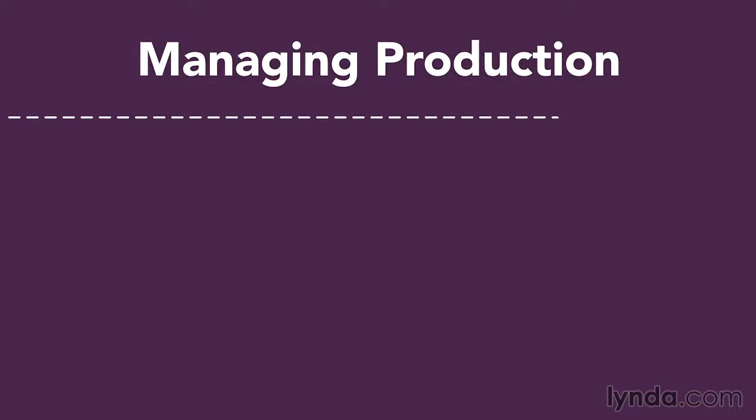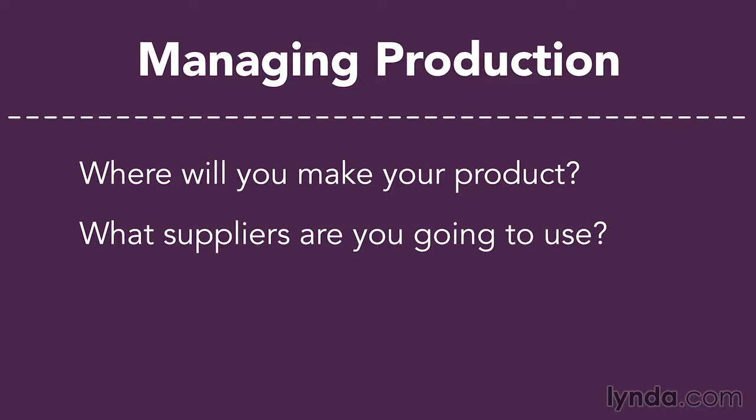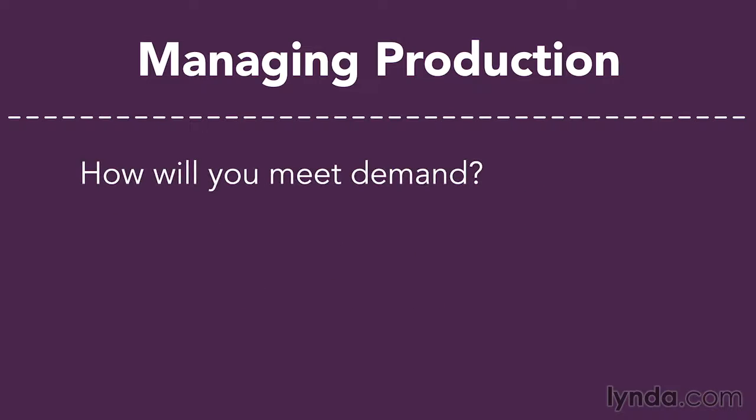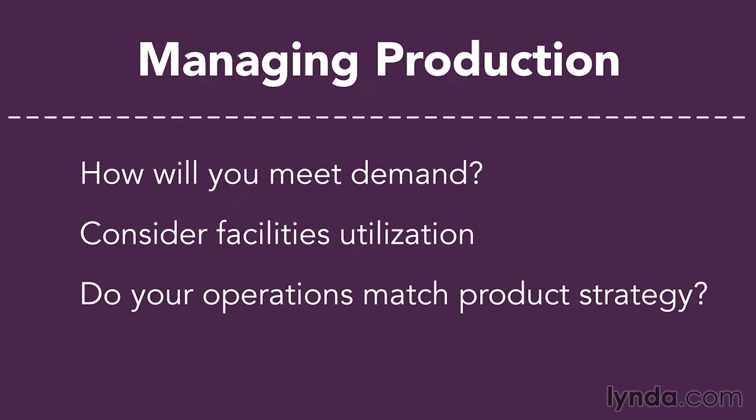A major component of your operating portion of your business plan is how you're going to manage production. Where are you going to make your product? Are you going to insource or outsource? What suppliers are you going to use? Will you own or lease the equipment? You'll also need to discuss how are you going to meet demand, manage facility utilization, and deal with peak or slack periods of demand. Once you've built your operating plan, ask, do your operations match your product strategy?